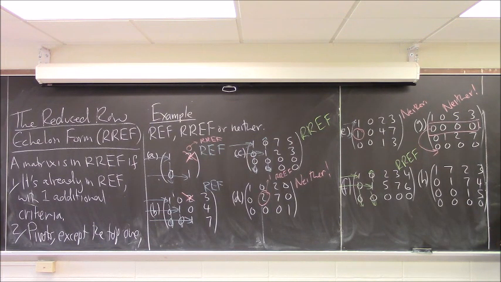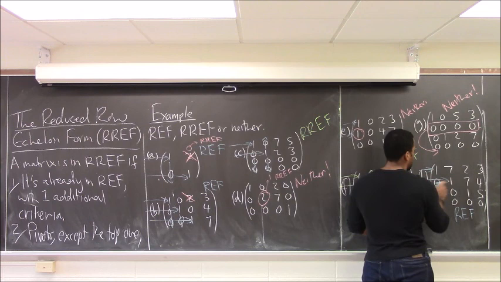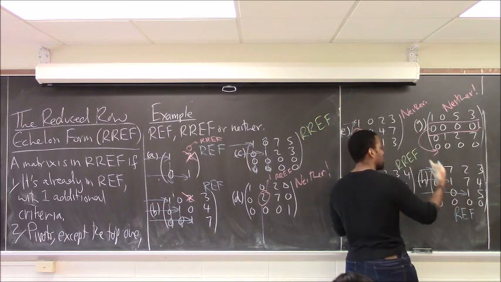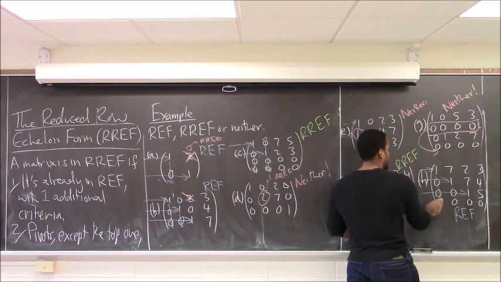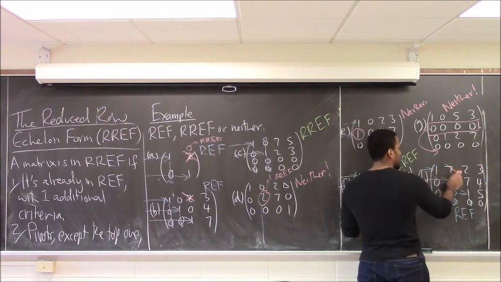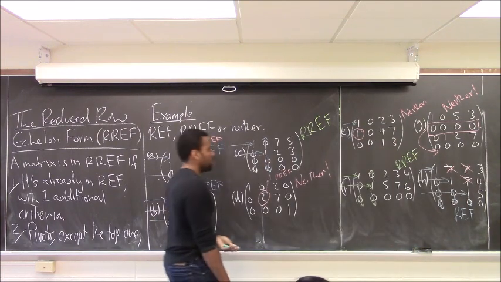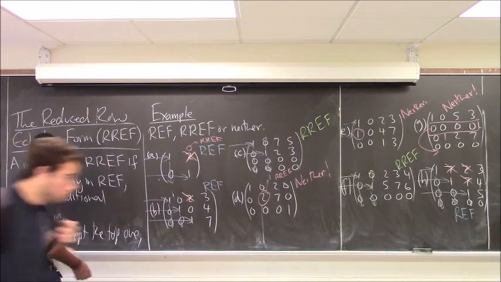This one. This is REF. Again, row of zeros at the bottom. First non-zero number in every row is a 1. They are to the right of the ones that are above them. They have zeros below, but they do not have zeros above. We need to eliminate these to make them reduced. We'll pick up with that next class.